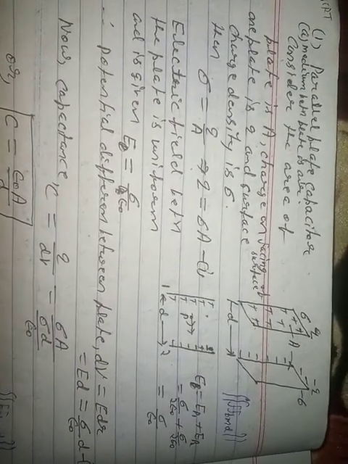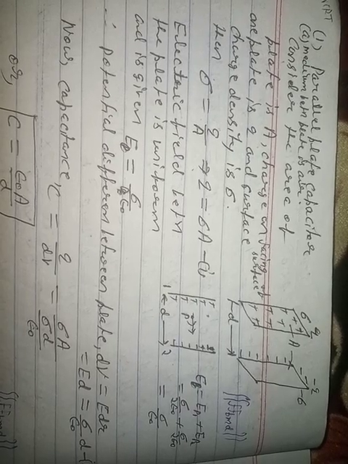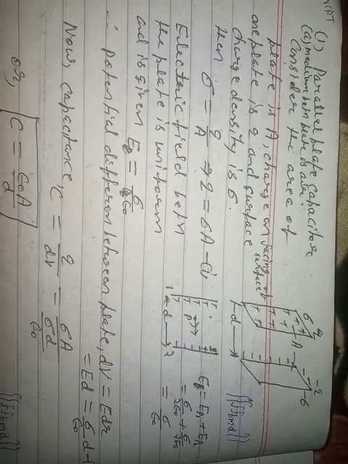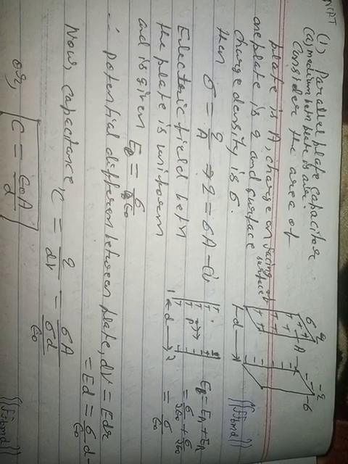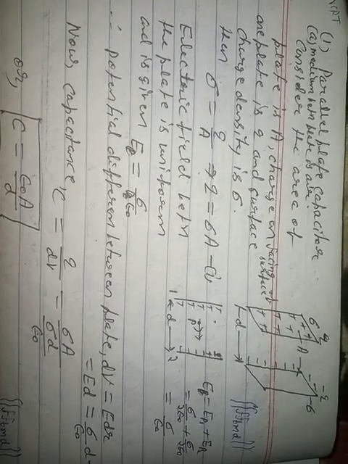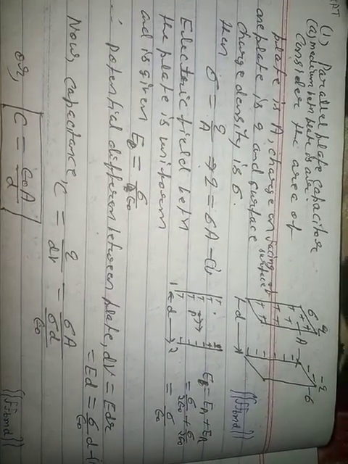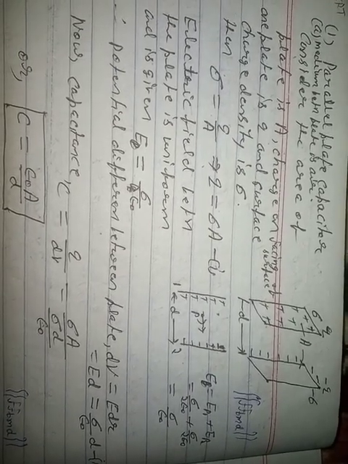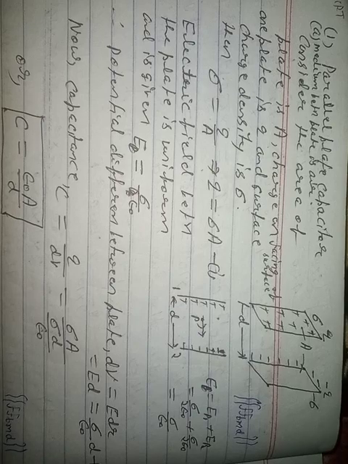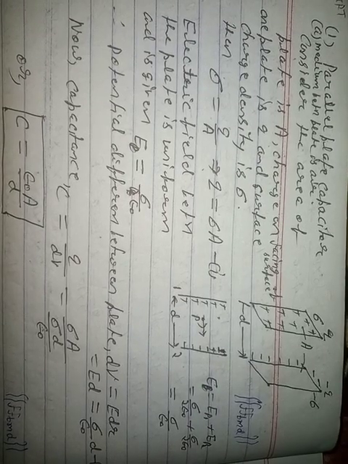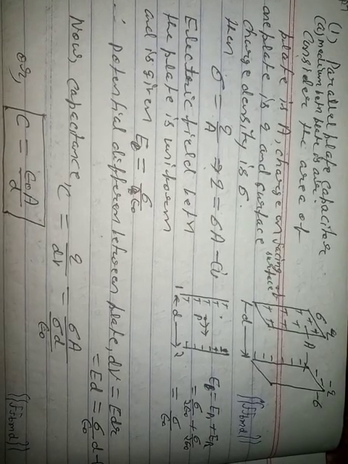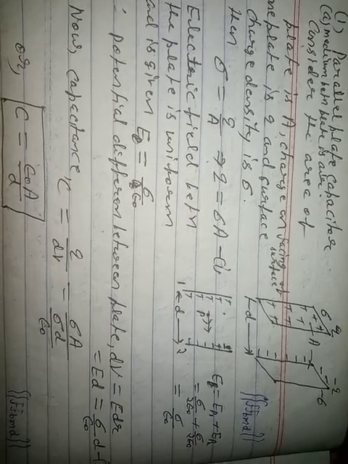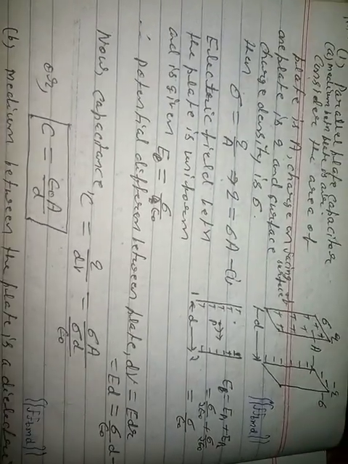Consider the area of the plate is A, the charge on the facing surface of one plate is Q and the surface charge density is sigma. Then sigma equals Q by A. This implies Q equals sigma A, equation 1. The electric field between the plates is uniform and E is given by E equals sigma by epsilon naught.